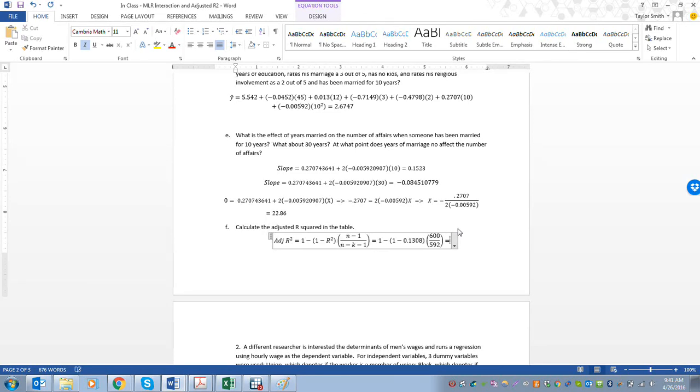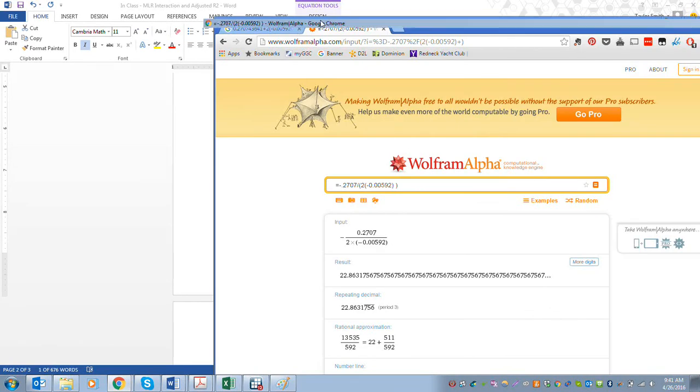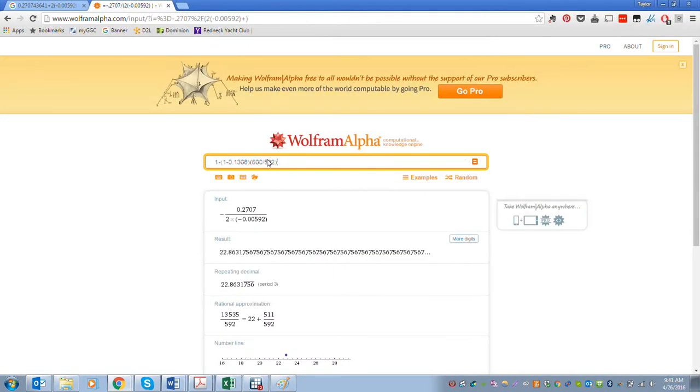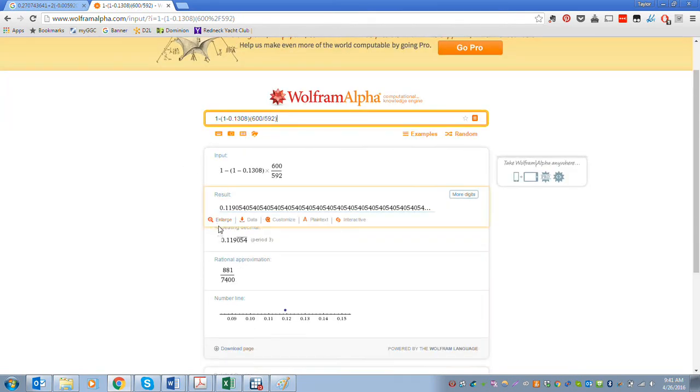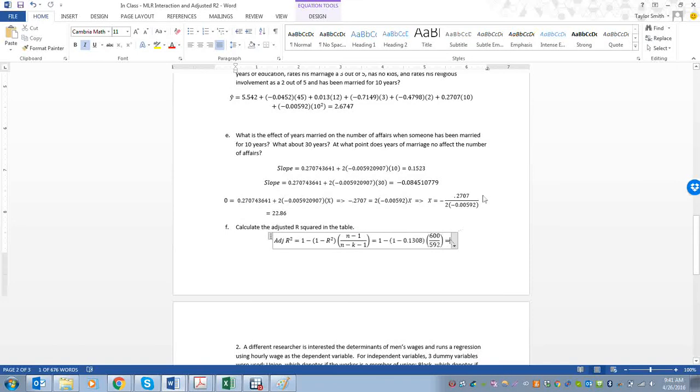And that's going to be equal to, I'm just going to take that and plug it into my calculator, also known as Wolfram Alpha. By the way, if you guys don't use Wolfram Alpha, it's really nice. This comes out to be 0.119, let's say 0.1191. And that is your adjusted R squared. There you go. That's how you calculate it.